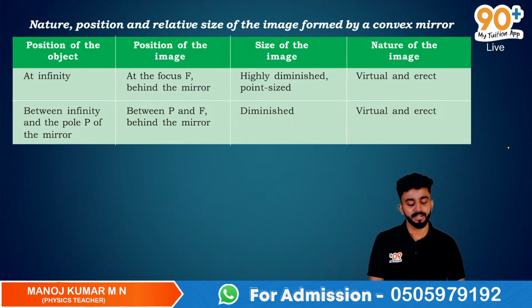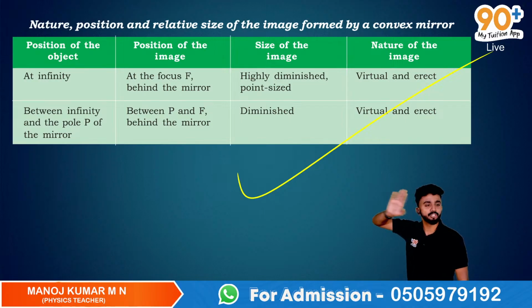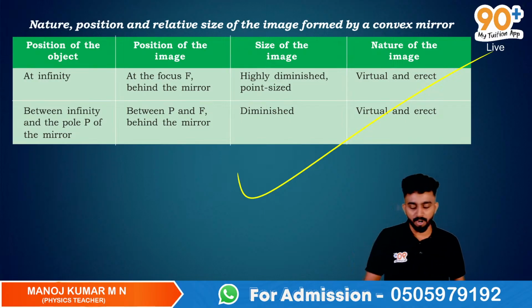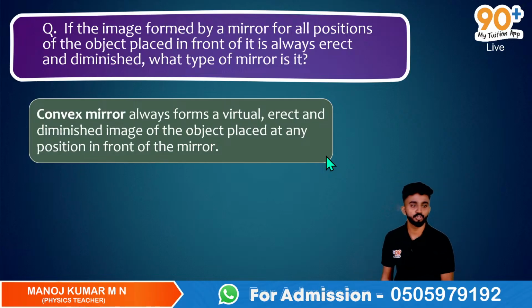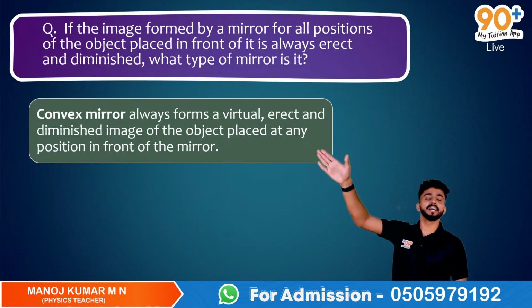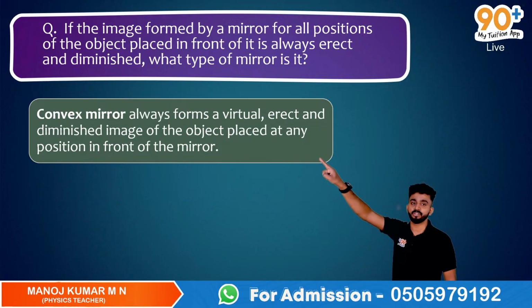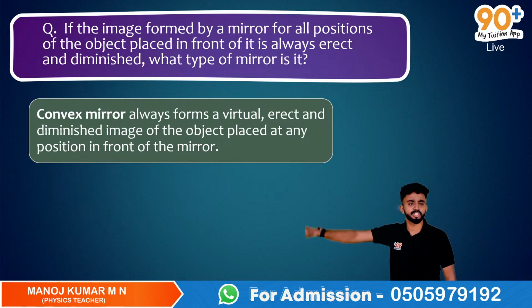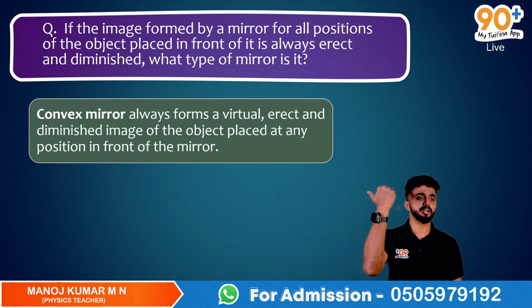We have learned it already. I hope you remember this. The image formation in the case of convex mirror, please don't forget, guys. Very, very important. So the answer is none other than a convex mirror. Please do keep this in mind. Convex mirror always forms a virtual, erect and diminished image of the object placed at any position in front of the mirror. It'll help you a lot.